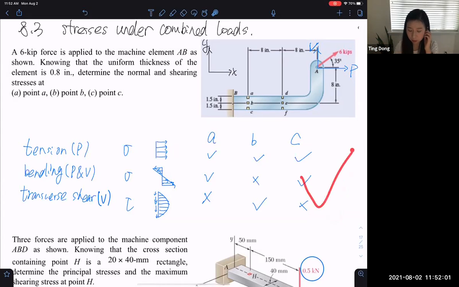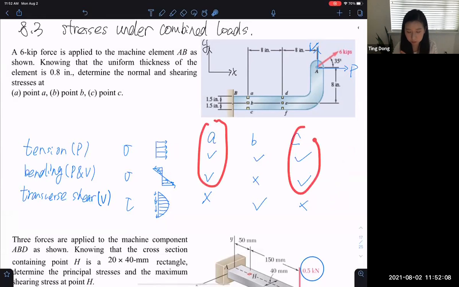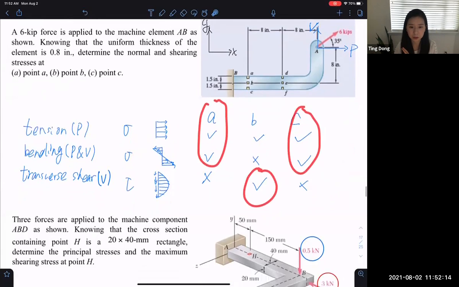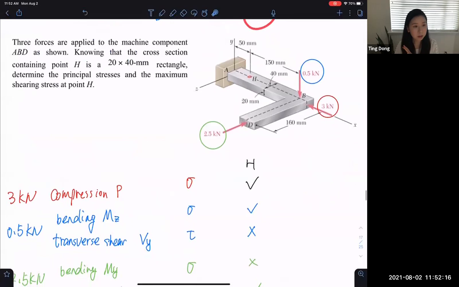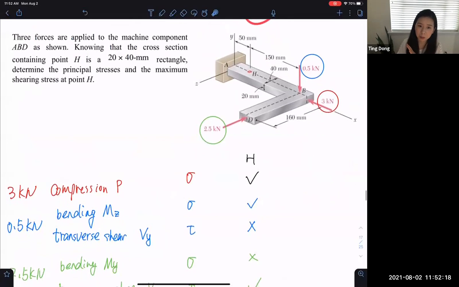So I would say you should be clear about this part first, and then you can say, okay, sigma is these two together, and for point C, these two terms together, and the shear stress for point B is only one term. So you need to be very clear about this one. And this is also the example problem in the class.